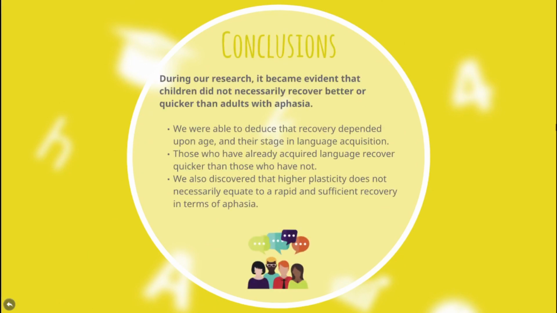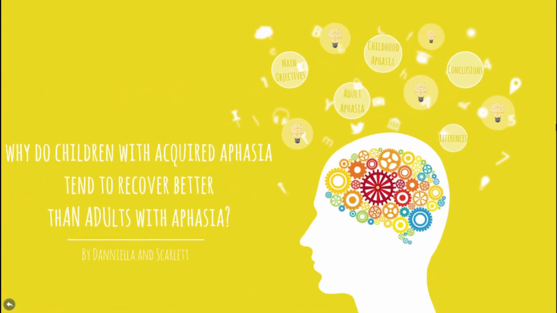During our research, we discovered an inaccuracy in our hypothesis because it became evident that children did not necessarily recover better or quicker than adults with aphasia. We were able to deduce that recovery depended upon age and their stage in language acquisition. Those who have already acquired language recover quicker than those who have not. We also discovered that higher plasticity does not necessarily equate to a rapid and sufficient recovery in terms of aphasia.